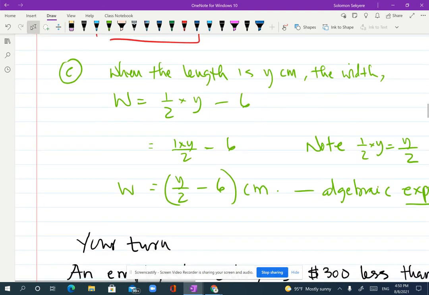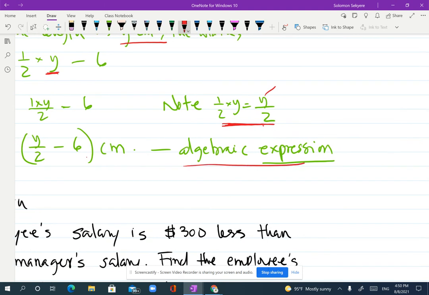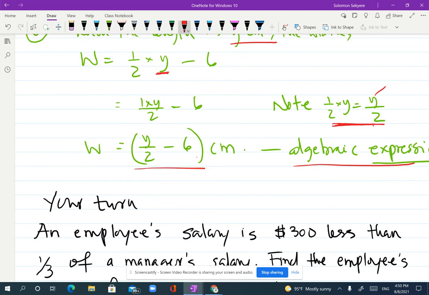What if it's Y centimeters? In place of a number, we put Y. So 1/2 times Y is the same as Y divided by 2. Now, in place of a number, because we don't know what y is, we write y over 2 minus 6. So y can be 30, y can be 42, y can be 60, y can be any number. We don't know. So we call this what? Algebraic expression. So when it's y, this is what we write. Just leave it like that.